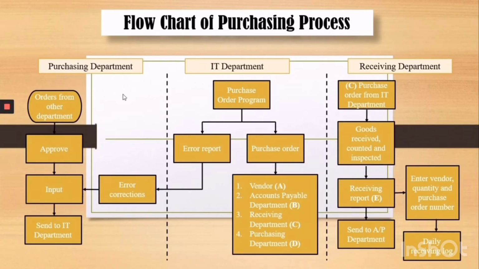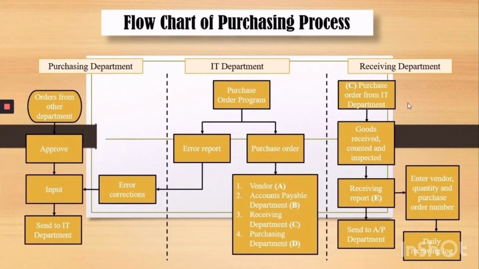Now we move on to the flow chart of purchasing process. Firstly, the purchasing department will receive order from other department for purchase requisition. And once the purchase request is approved, the input from purchasing department is sent to IT department. In IT department, they will be doing purchase order program where the purchase order is sent to vendor, accounts payable department, receiving department, and purchasing department.